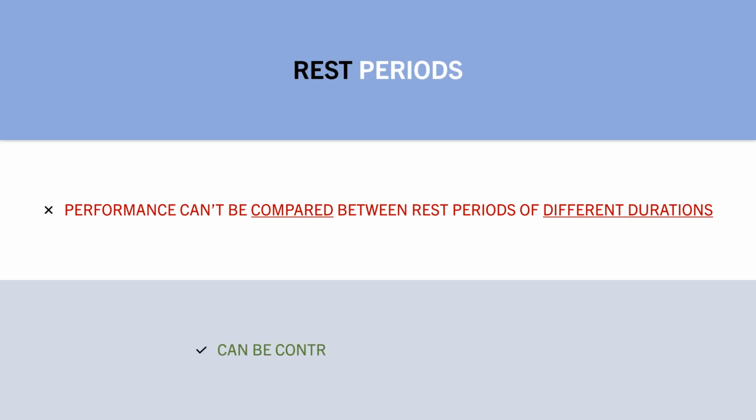You could obviously control this by simply timing your rest periods with a stopwatch. That way, if progression occurs, we know that it wasn't due to longer acute recovery. But if rest periods aren't equated, it doesn't really make sense to try and compare performance between workouts.